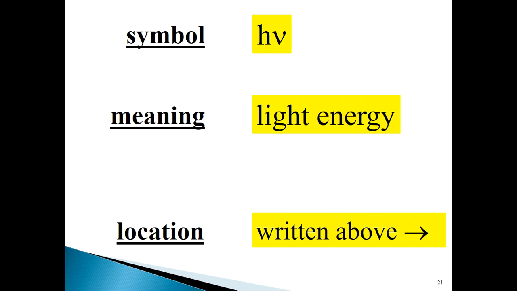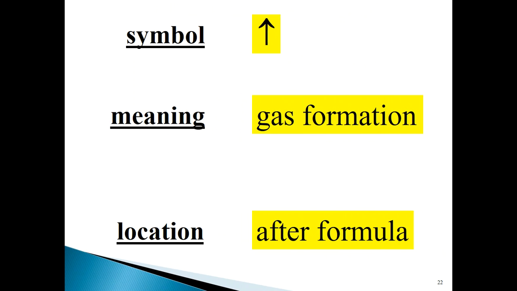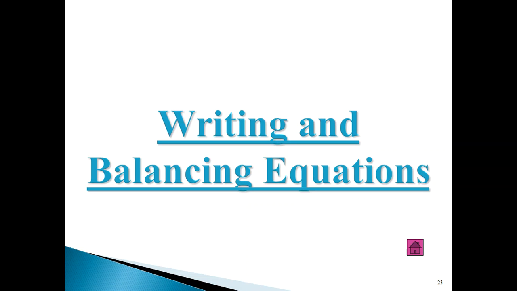H nu, this is something that is actually a formula or part of a formula. H is a constant and nu is the frequency of light. And whenever you see H nu, it basically means light energy, and this is written typically above or below the arrow. There is a symbol which is not very often used, at least lately, that I have seen in textbooks, but if you see an arrow pointing up beside a substance, it also means a gas being formed. All right. There's another symbol where the arrow is pointing down, and it means a solid being formed.